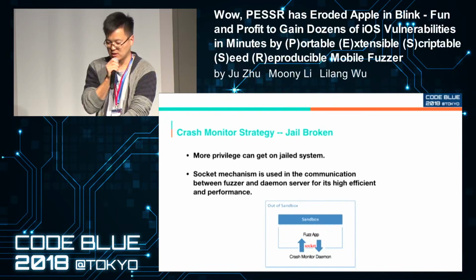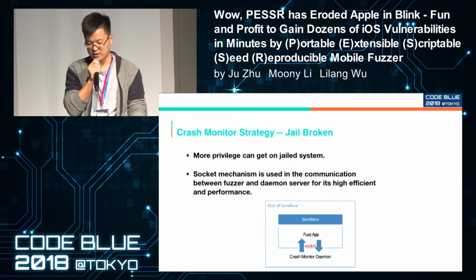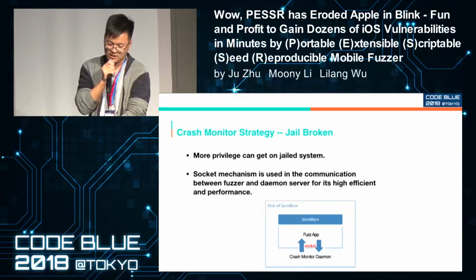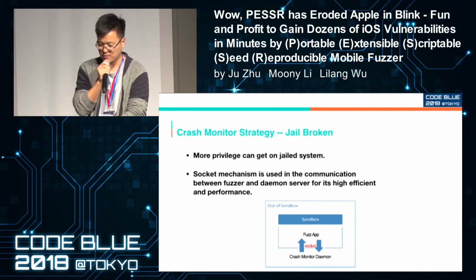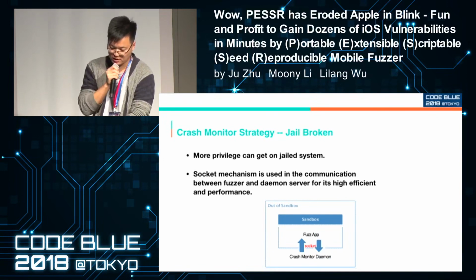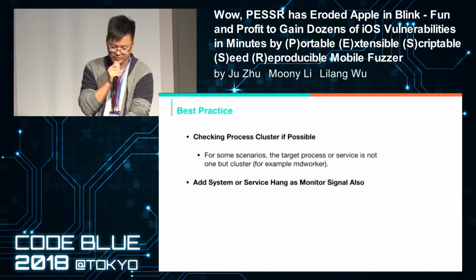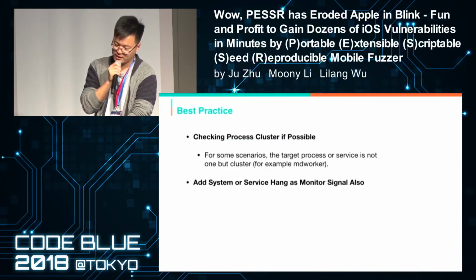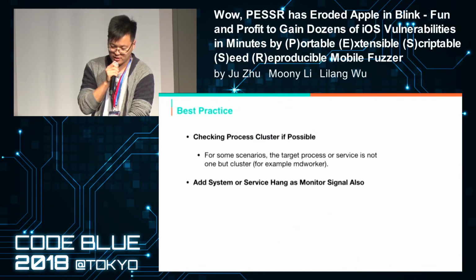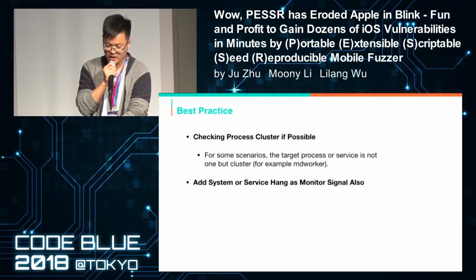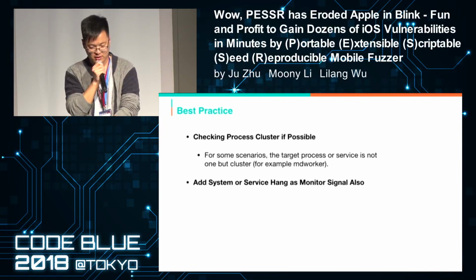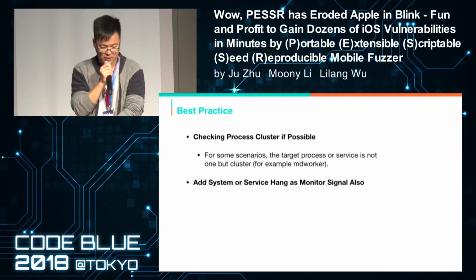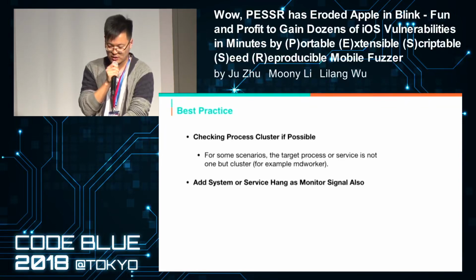However, for jailbroken systems, we can get more privilege, so we can monitor the fuzzing status on the device directly and use a socket mechanism to communicate between the fuzzer and the monitor daemon. This is the practice for our monitor strategy. To monitor the target service status, we monitor the process calls instead of its sub-processes. What's more, we also add the system and service freeze signal into our fuzzing tools.